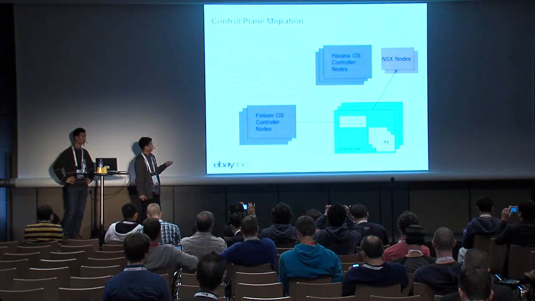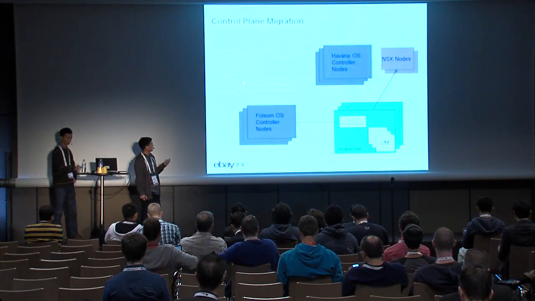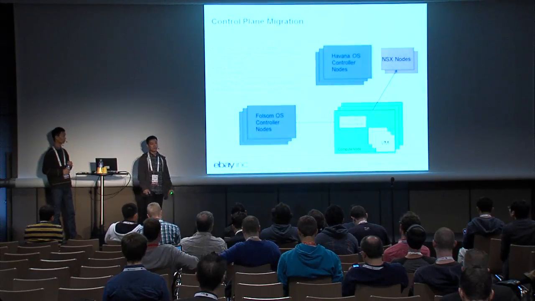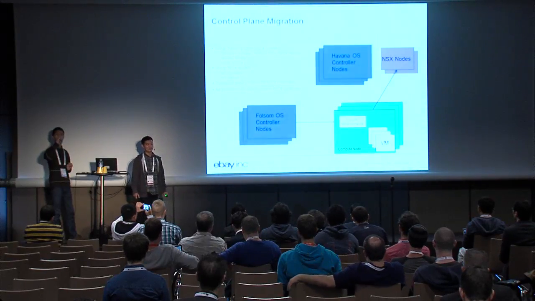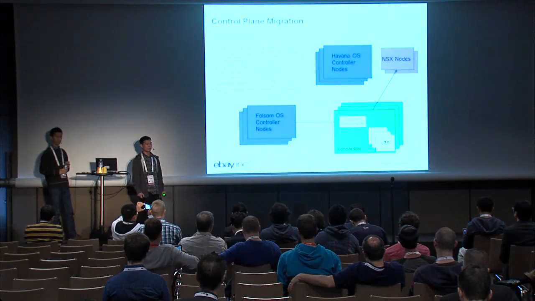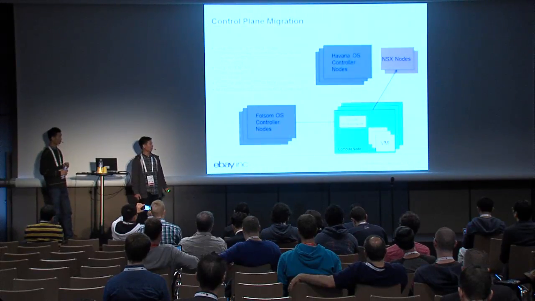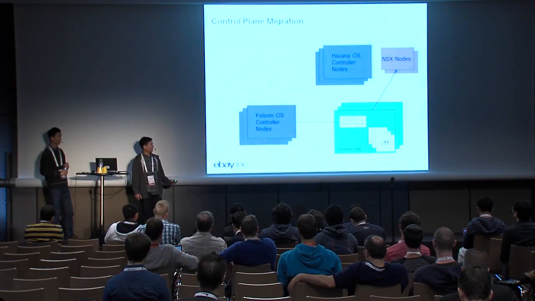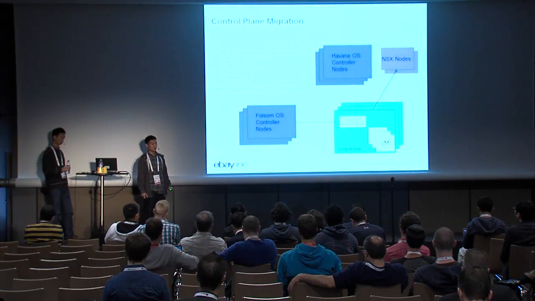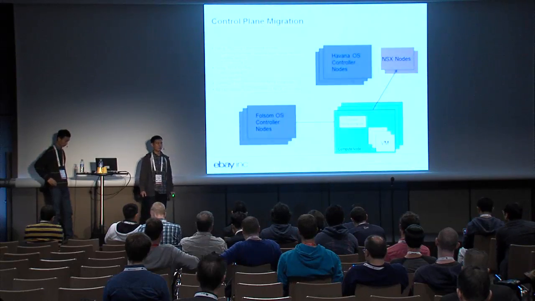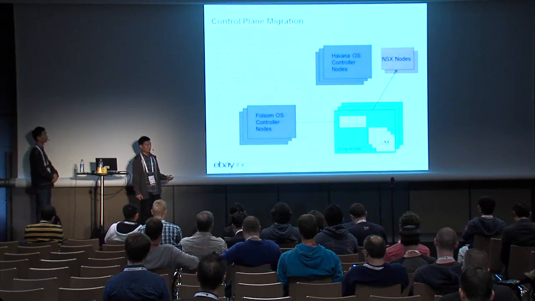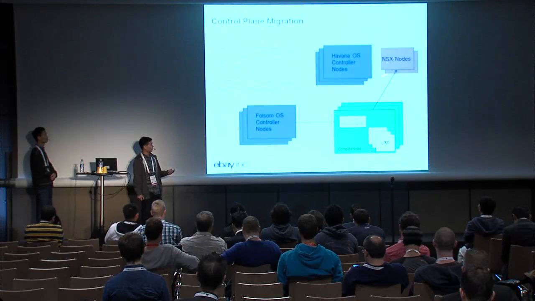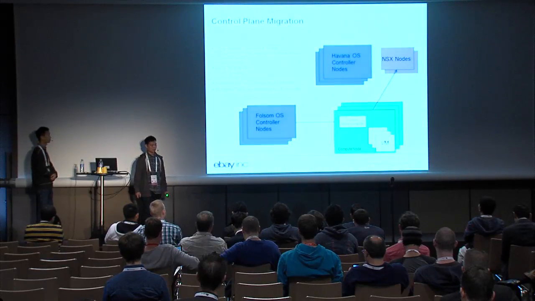For the NSX part, we need to first create a transport zone. The transport zone is a concept from NSX. Actually, it's just for underlay network connectivity. Each hypervisor interface must belong to one transport zone so that the SDN controller can understand the topology of the whole underlay network. That's why we must create this transport zone. And we must also register the hypervisors to the NSX controller. This is the first step.